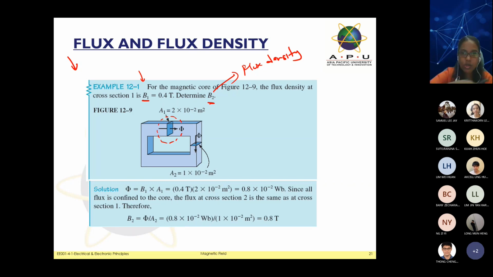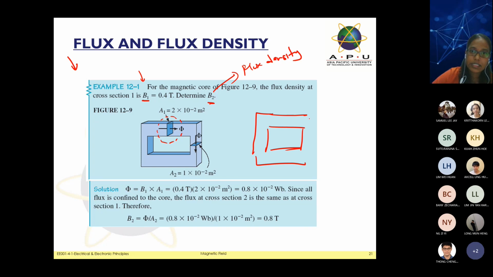The reason is that the core they build is not the same shape throughout. Sometimes they build the core with the same shape. Example, just assume this is the core. The flux, the current flow, goes into this core with the same dimensions, the same width and the same length, so we only maintain one flux. Unless they say the dimensions are not the same, then you need to be careful: these dimensions are not the same as those dimensions.